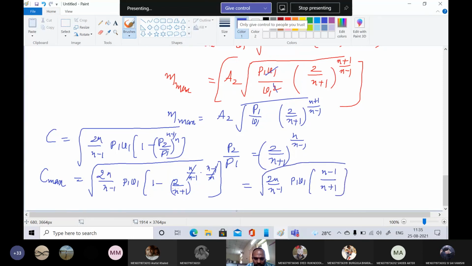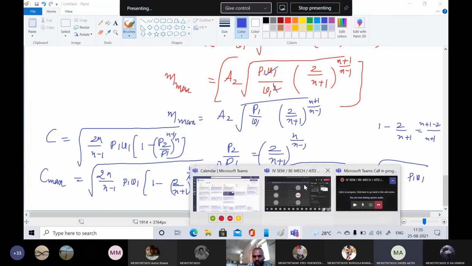This is clear? Because 1 minus 2 by n plus 1 is equal to, n plus 1 is the LCM, n plus 1 minus 2, that is n minus 1. Now you can see n minus 1 will be cancelled. Therefore 2n by n minus 1 into P1 V1. This gives the maximum velocity. This is C max. This is the maximum discharge. This is the maximum velocity. Is it clear?